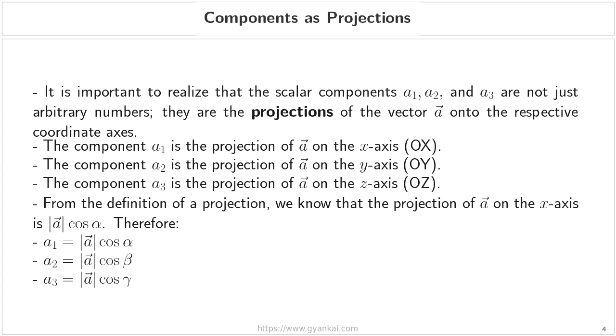Because of this relationship, we can rewrite our components in a much more intuitive way. Therefore, a sub 1 equals the magnitude of vector a times cosine alpha. Following that same logic, a sub 2 equals the magnitude of vector a times cosine beta, and finally, a sub 3 equals the magnitude of vector a times cosine gamma. This bridge between the components and the angles is exactly what leads us to the beautiful unit vector representation we are about to see in the next slide.